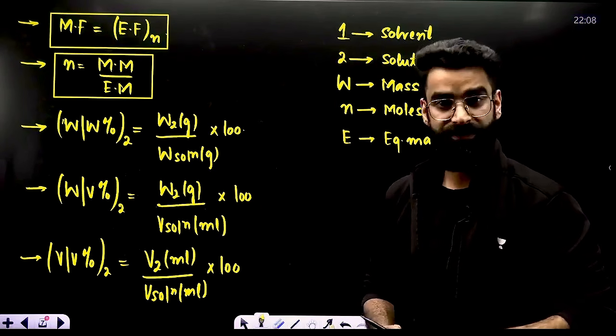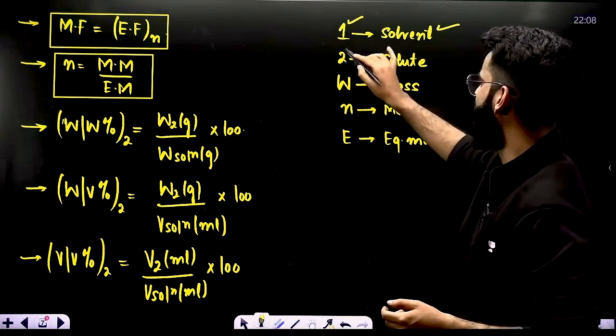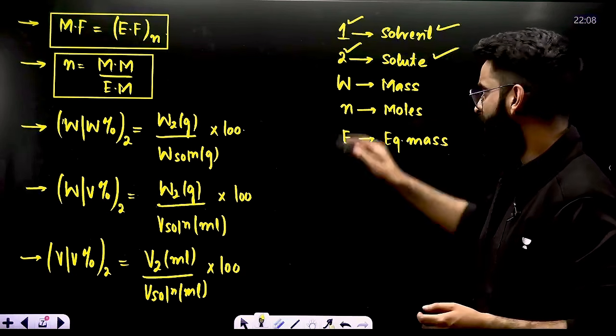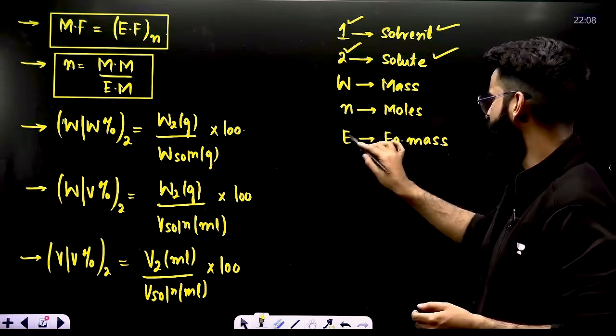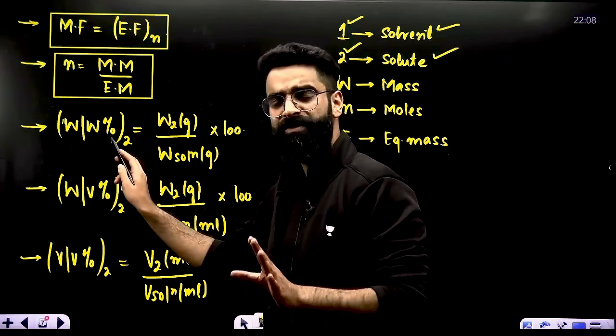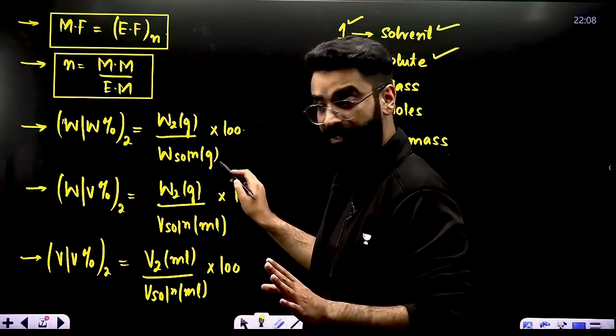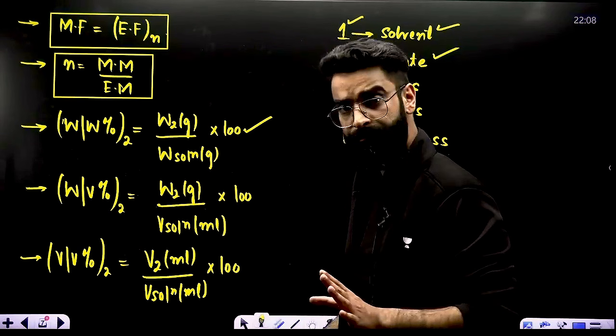Now comes to the concentration terms. With the help of this 1, you represent solvent. With the help of this 2, you represent solute. W stands for mass, N stands for moles, E stands for equivalent mass, right? Now, weight by weight percentage of solute is always equal to mass of solute in grams divided by mass of solution in grams multiplied by 100.